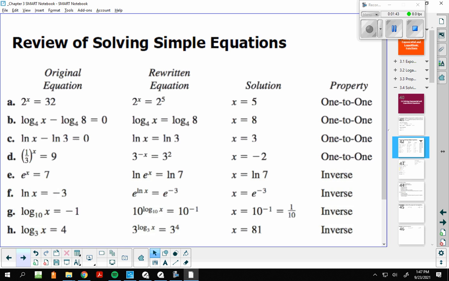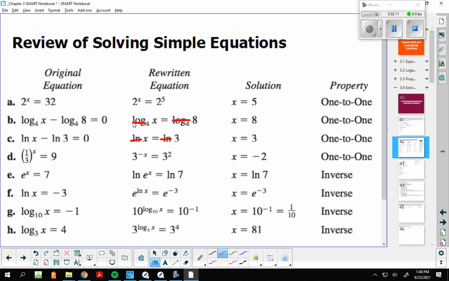We're going to do an example like A, so I'm going to skip that one. In B, they added this log over to the right side, and now you can drop the logs because they're the same, and we just get x equals 8. Same thing for this one. They added the natural log of 3 over to the right side, and because we have natural log on both sides, we can drop the natural log, and we just get x equals 3. And we'll do an example like D, so we'll come back to that one.